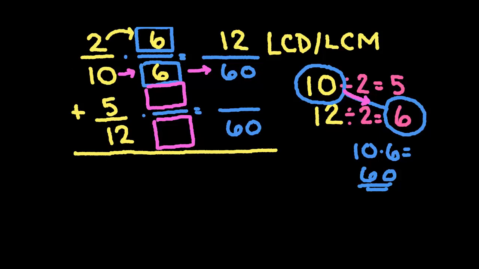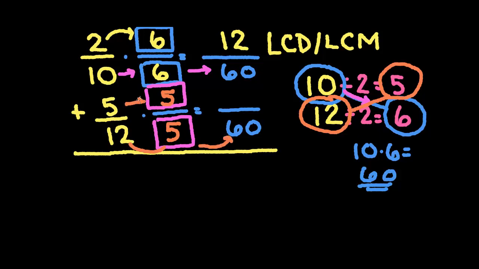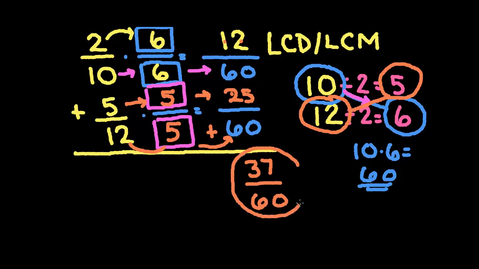And now for the other number, if we look diagonally here, this is a 12, and he matched up with the 5. So that's the number that needs to go in this changing booth here. So 12 times 5 gives me 60, and 5 times 5 gives me 25. Now I'm ready to add my two fractions. So I add my numerators. 5 plus 2 is 7. 1 plus 2 is 3. So I get 37 over 60 as my final answer.